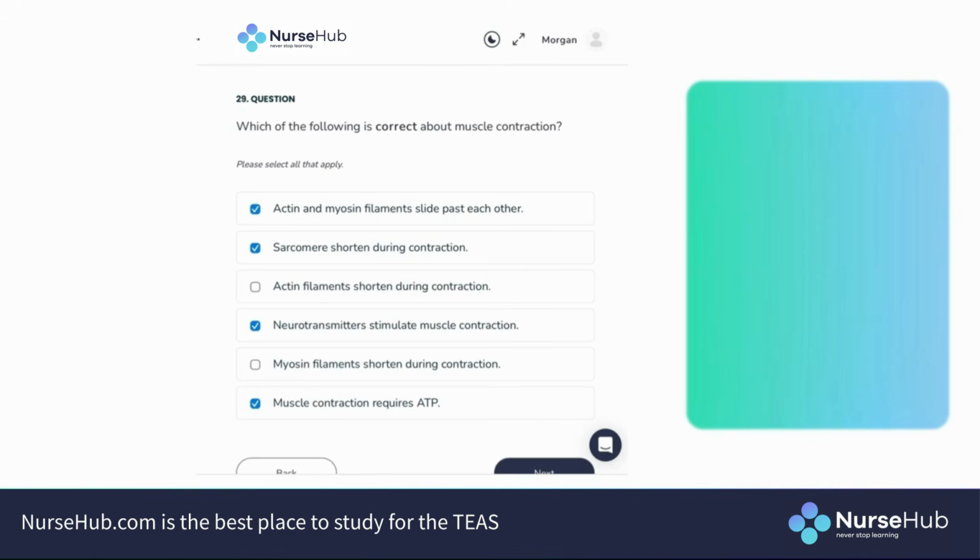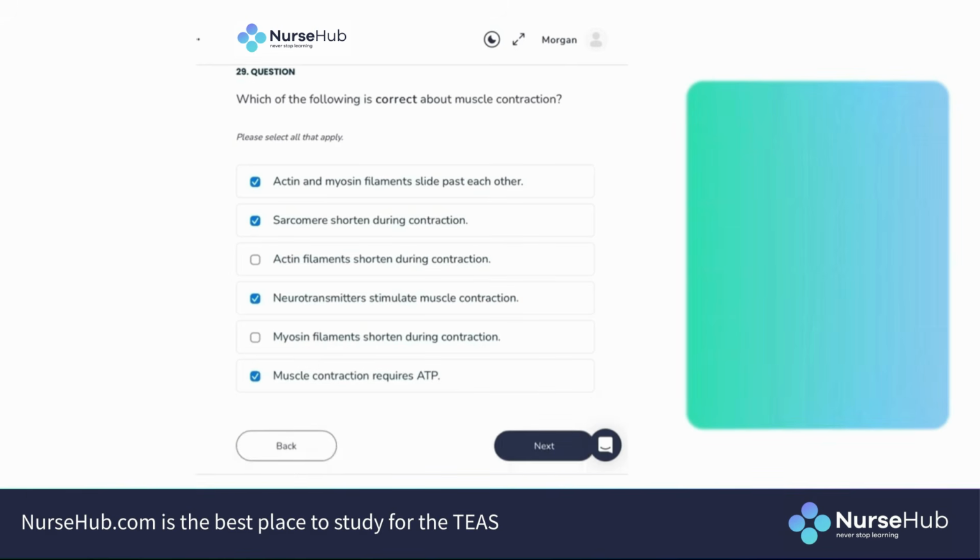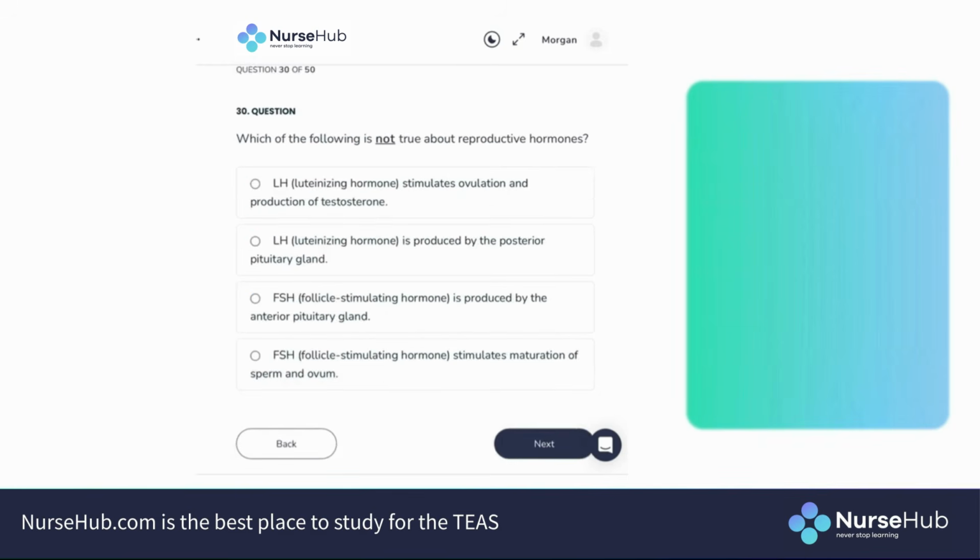All right, now let's review what's left. The 2 remaining answer choices talk about actin and myosin filaments shortening during contraction. This is untrue. These filaments do not shorten during this process. They move along one another to shorten the muscles. They themselves do not shorten. I feel confident in my answer and can go ahead and hit next. Now we're already off to question 30.